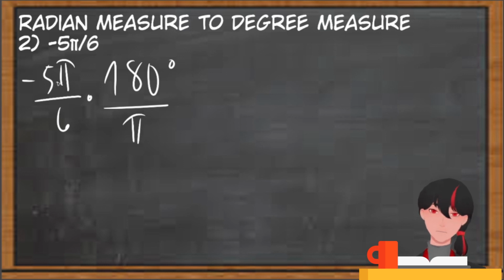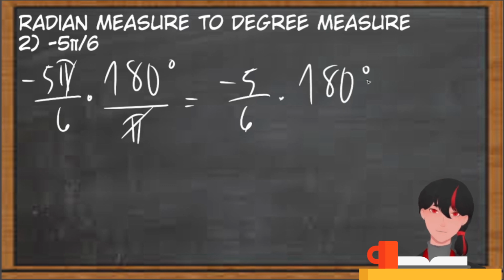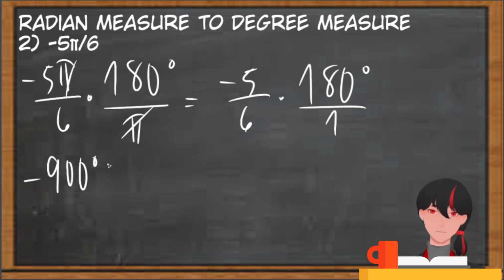After this, just cancel. So, negative 5 pi here. So, just cancel. Bam, bam. And what we have left would be negative 5 over 6 times 180 degrees. And of course, you should put in a 1. It's important. It's the denominator. Then at this point, you just have to multiply. So, negative 5 times 180, that would be negative 900 degrees. 6 times 1, of course, would be 6.